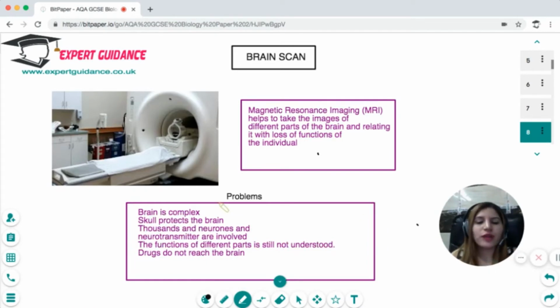Now, there are a lot of problems with the brain scan because the brain is complex. There's a skull which protects the brain. There are thousands of neurons and thousands of neurotransmitters involved. The function of the different parts is still not known, and due to the presence of the skull, it is difficult for drugs to reach the brain. So brain damage is the biggest problem. Therefore, people are advised to cover and protect their heads while driving to make sure the brain is protected from damage.